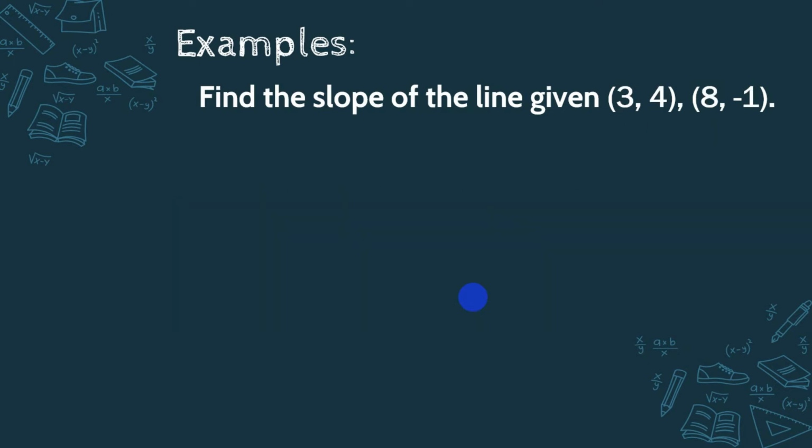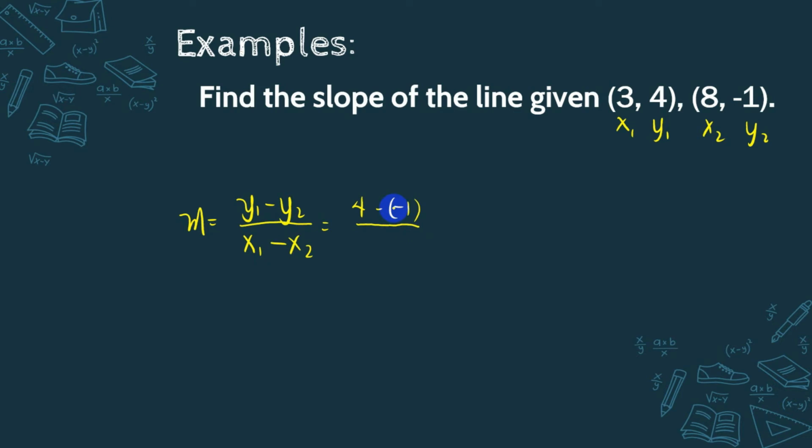Okay, next example, we have (3, 4) and (8, 1). Let us first denote our x sub 1, y sub 1, x sub 2, y sub 2. And for our slope, again, we have y sub 1 minus y sub 2. Since y sub 1 comes first, in the denominator x sub 1 minus x sub 2 comes first. Y sub 1 is 4. And then y sub 2 is negative 1. Do not forget to enclose that in parentheses because we have a minus. Then, all over x sub 1 which is positive 3 minus x sub 2 which is positive 8.